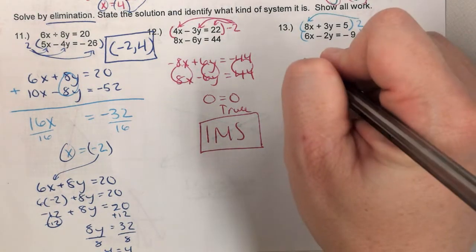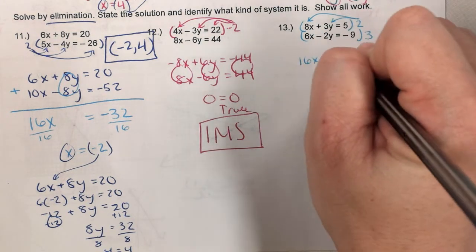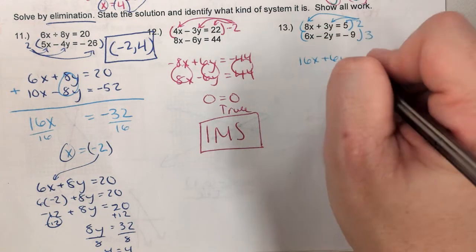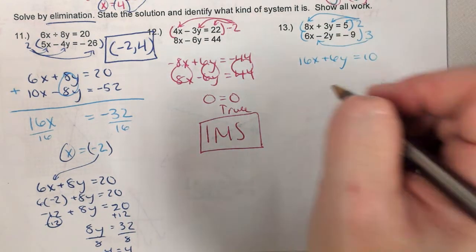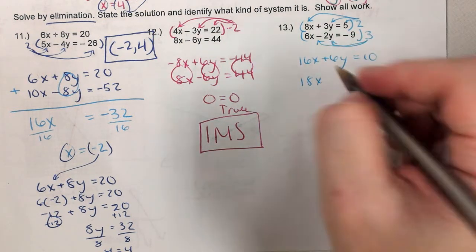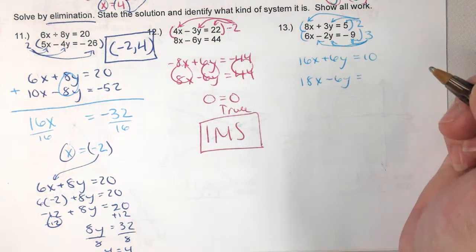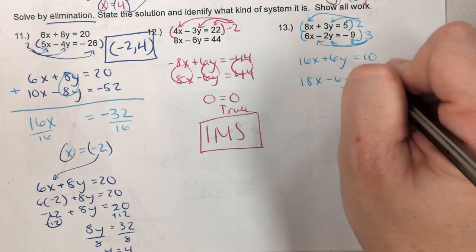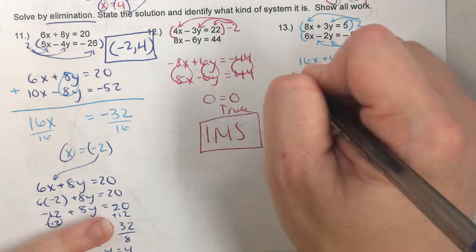So 2 times 8x, 16x. 2 times 3y is 6y. 2 times 5 equals 10. Watch your mouth. 3 times 6x is 18x. 3 times negative 2y is negative 6y. And 3 times negative 9 is negative 27. So I'm going to do my big addition.